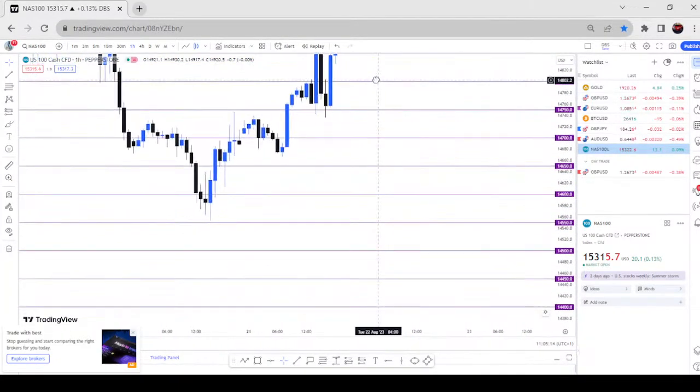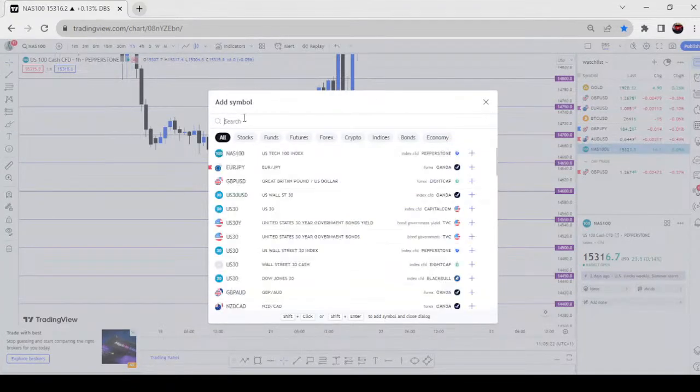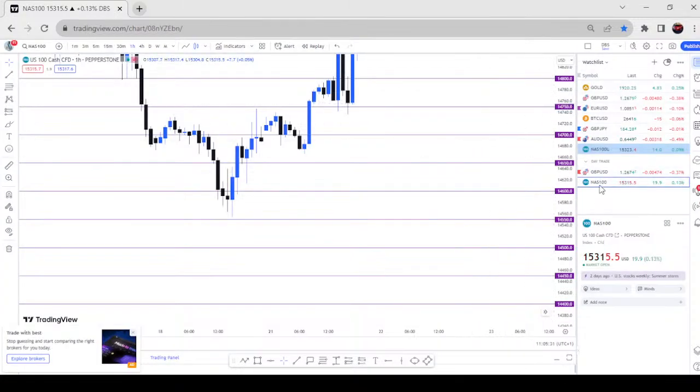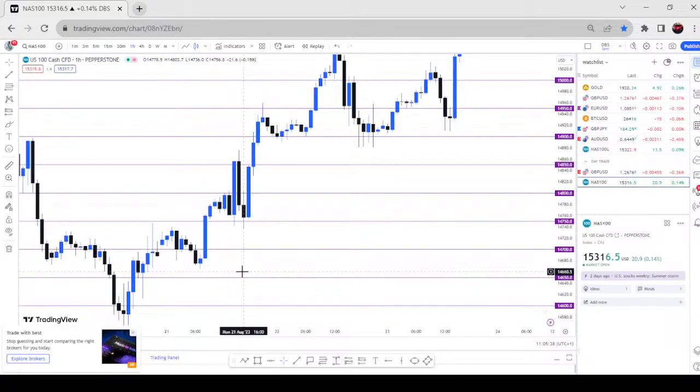But this morning, let me just do it like this, because I'm going to add it to my watch list too. NAS 100 of Pepperstone. Add. Okay, now it's under my day trade. Now this is it. So guys, the first thing we need to do, let me clear all these notes, let me clear all the 64 drawings. Cleared.